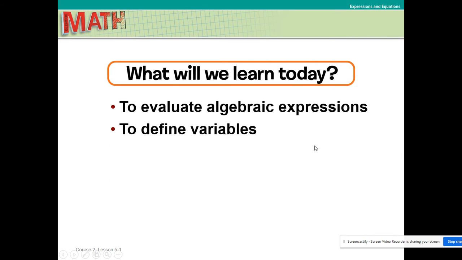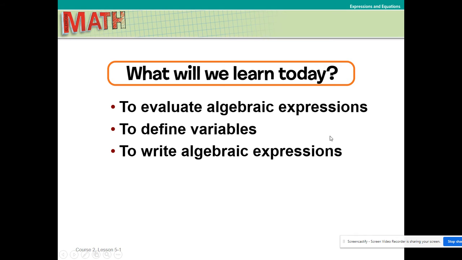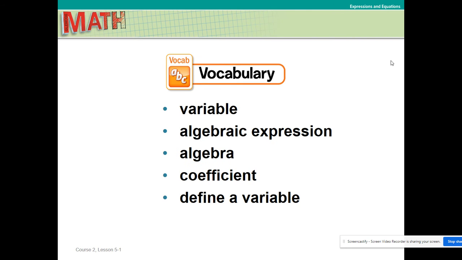So we're going to evaluate algebraic expressions. We're going to define variables, and we're going to write algebraic expressions. You should have watched the video the last couple nights, and you have an idea of what algebra is, and some of these terms will be things that you already covered. The vocabulary: variable, algebraic expression, algebra, coefficient, and defining a variable.